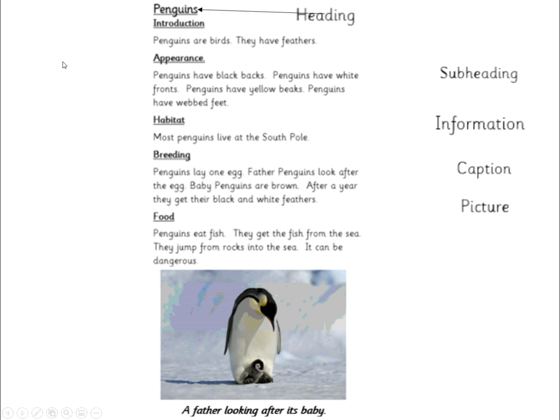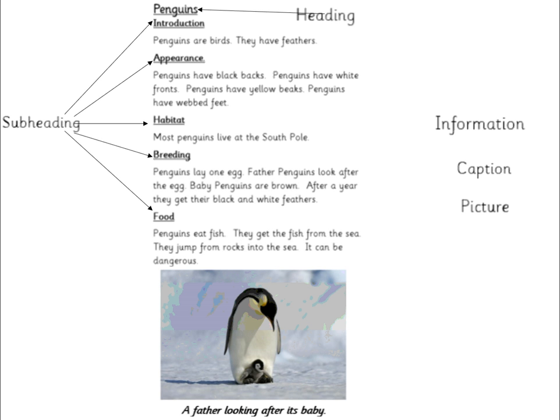So now, subheadings look a bit like headings, but they're smaller, and they introduce each section of the text. So do you think you can point to one of the subheadings here? Brilliant. Let's see what you did. There are actually 5 of them, and here they are. 1, introduction. 2, appearance. 3, habitat. 4, breeding. And 5, food.